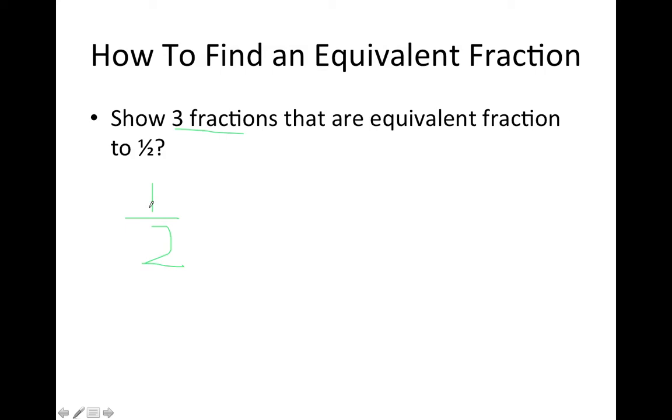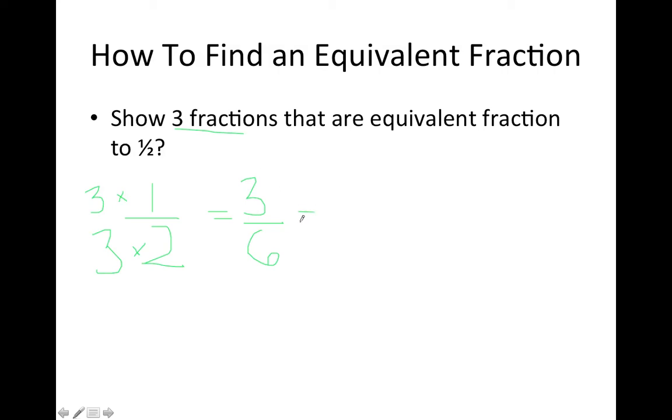So all we have to do is pick a number, any number that you want. So for this one, I'll just pick 3. And we're just going to simply multiply the numerator and the denominator by 3. And that's going to give us an equivalent fraction. So 3 times 1 is 3. And 3 times 2 is 6. So 1/2 and 3/6 is the same amount. So now we need 2 more fractions.